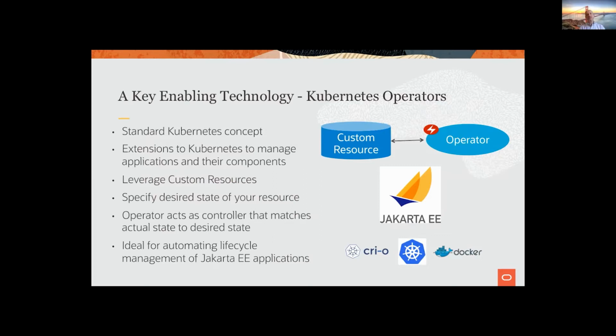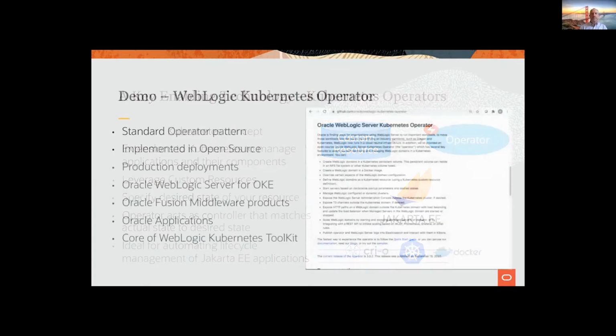So if the custom resource says, I want 5 pods running this application with these characteristics, the operator is constantly monitoring the environment to ensure that you do, in fact, have 5 pods with those attributes running in your cluster. It turns out that an operator is an ideal technology for automating lifecycle management of Jakarta EE applications.